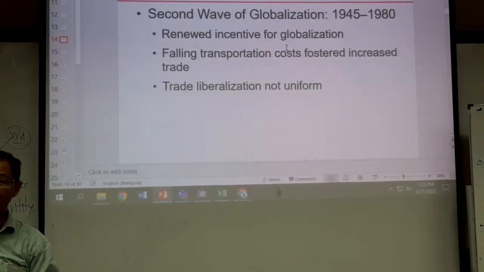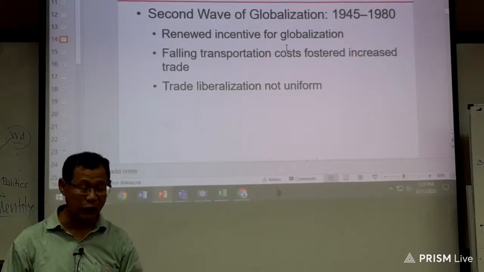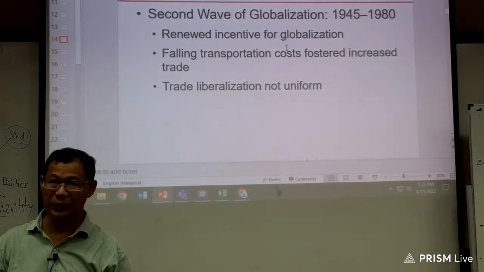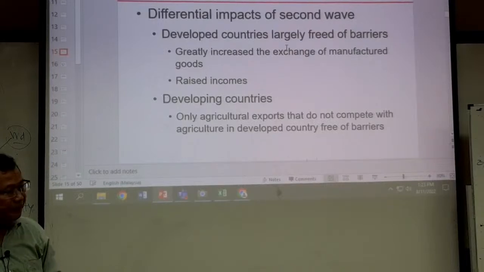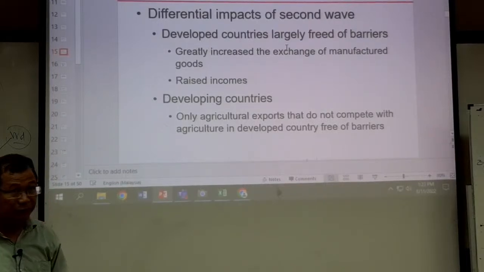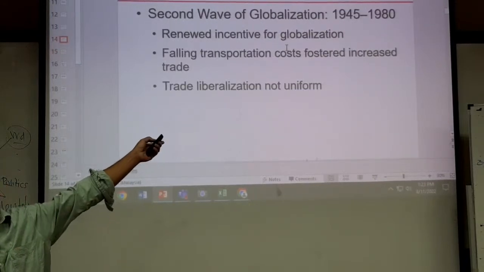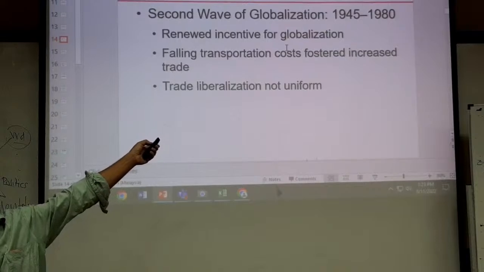Renewed incentive for globalization. Falling transportation costs fostered increased trade. Trade liberalization was not uniform. Some countries liberalize, some countries do not liberalize. Differential impacts of the second wave. When is the second wave? After the end of the Second World War.